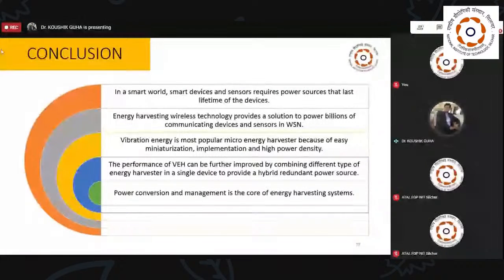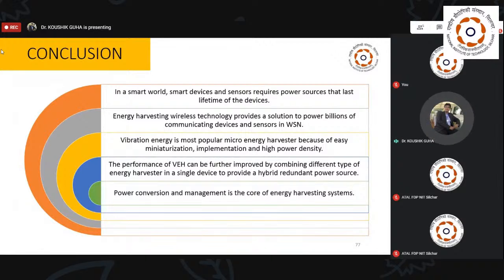We can implement multiple sources like solar, wind, thermal. If any source is not working, or is not providing a reliable amount of power, the other power sources can generate power and keep things working. So nowadays people are working on multiple-source energy harvesting systems, where multiple sources can be integrated together. We also have to look for a good power conversion and management circuit, because it is the core of the energy harvesting system.